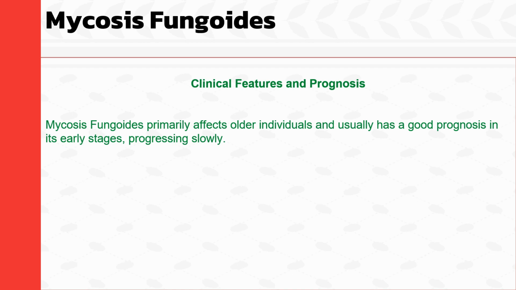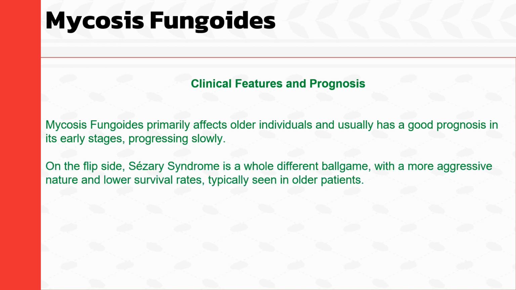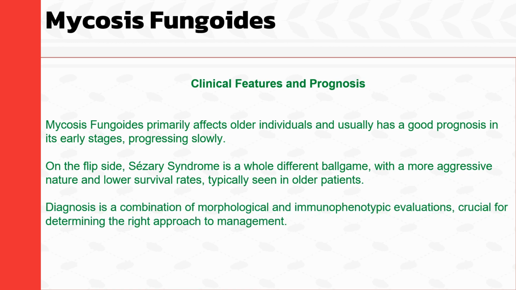Mycosis fungoides primarily affects older individuals and usually has a good prognosis in its early stages, progressing slowly. On the flip side, Sézary syndrome is a whole different ballgame, with a more aggressive nature and lower survival rates, typically seen in older patients. Diagnosis is a combination of morphological and immunophenotypic evaluations, crucial for determining the right approach to management.